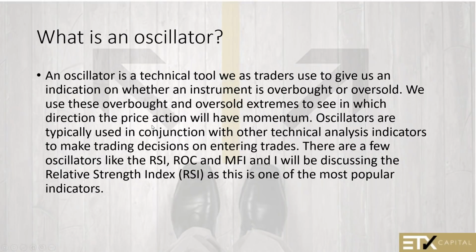RSI falls into a group of indicators that we call oscillators. An oscillator is a technical tool we as traders use to give us indication of whether an instrument is overbought or oversold. Now, these terms overbought and oversold are very specific, but too many traders think overbought or oversold means buy or sell. We use these overbought and oversold extremes to see in which direction the price action will have momentum. Oscillators are typically used in conjunction with other technical analysis tools to make decisions for entering trades.